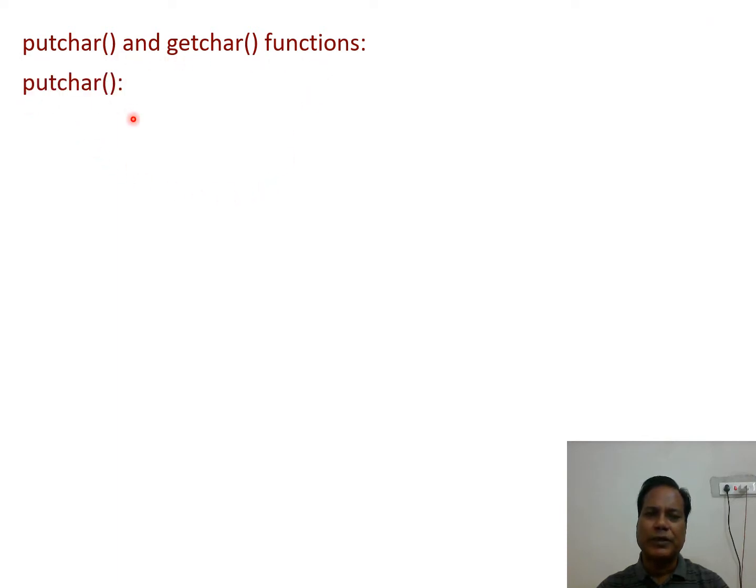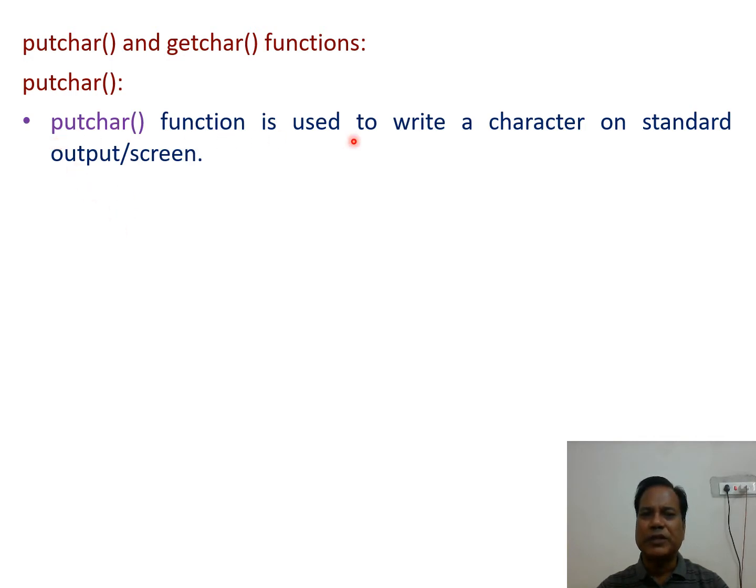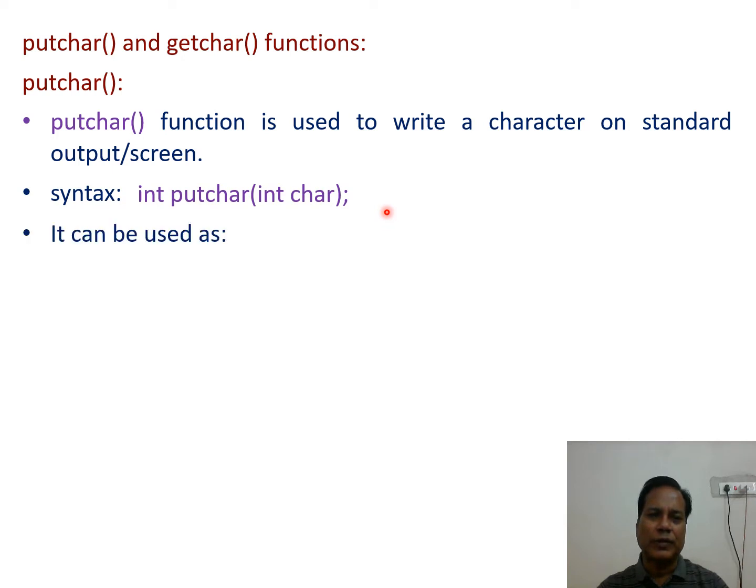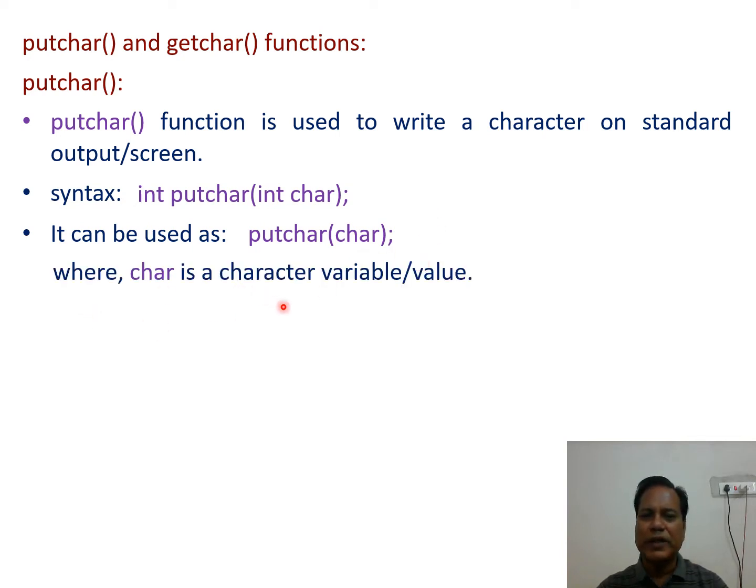putchar function is used to write a character on the standard output or screen. Syntax for it is putchar(char); It can be used as putchar with parentheses, where the parameter is char and at the end a semicolon, where char is a character variable or character value.